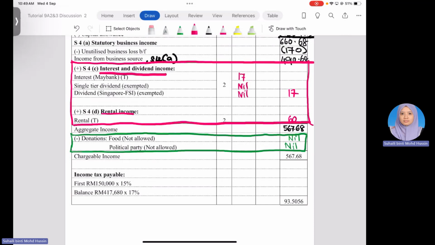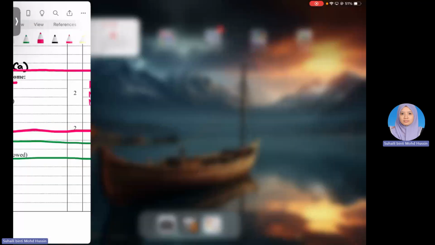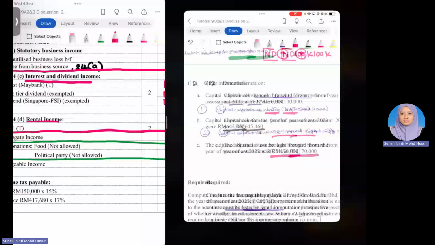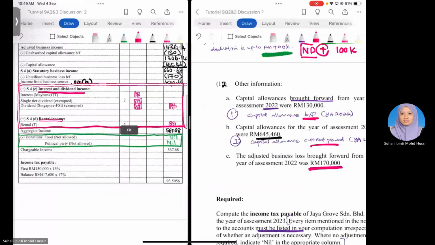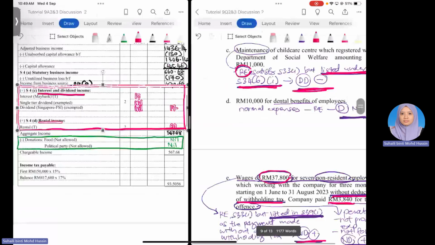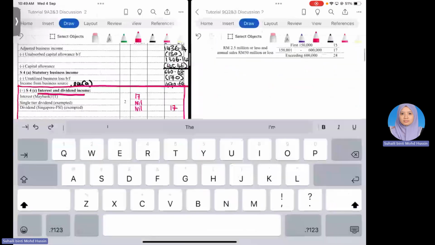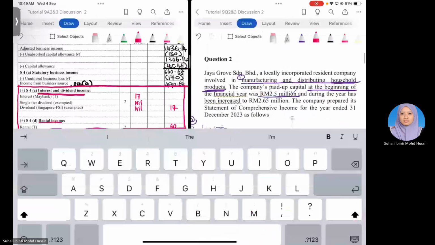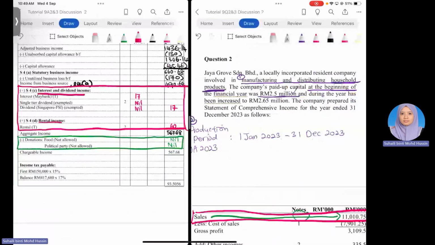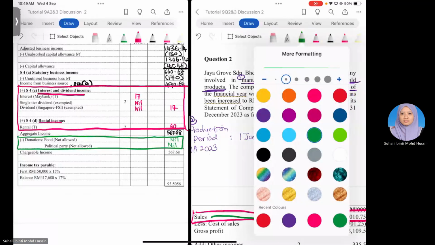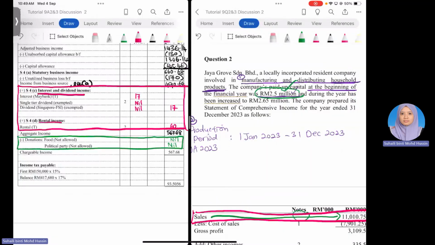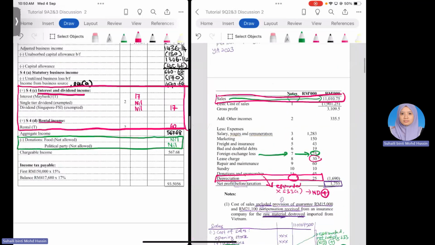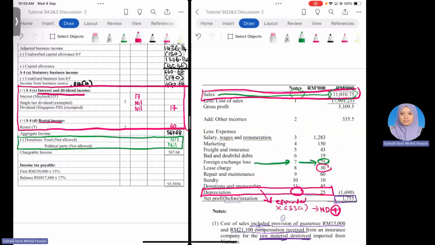After you get the chargeable income, what do we have to do? We have to check their paid up capital at the beginning of the period. Paid up capital at the beginning of the period is 2.5 million ringgit. And then sales amount at the beginning of the period is 11 million ringgit. So both of the amounts fulfill the condition.